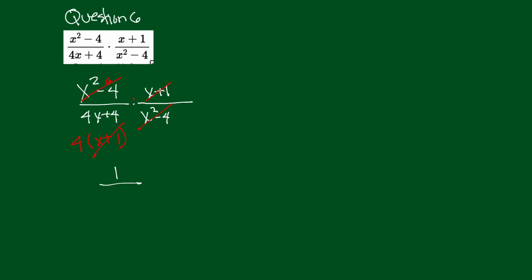On the bottom, what do we have on the bottom? I got a 4. That canceled. That canceled. So all that's left on the bottom is a 4. That's it. That's number 6.